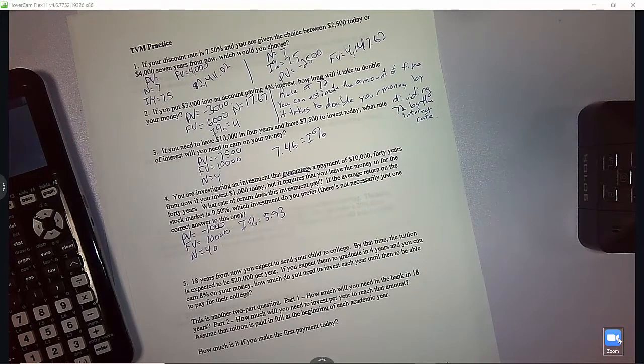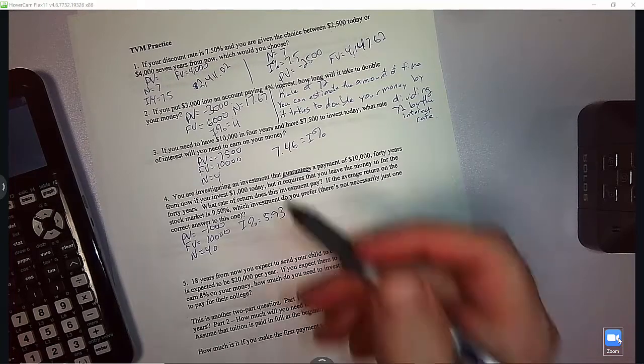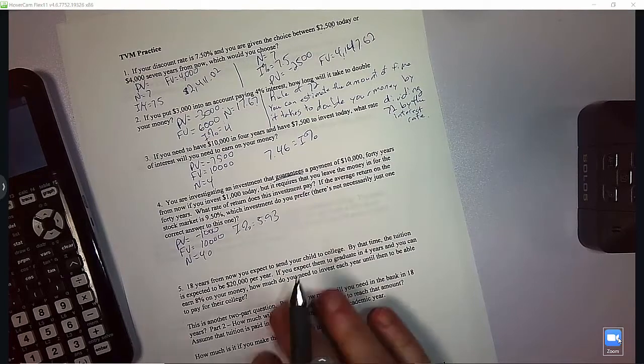Now, you might just look at the rates of return. It says here, what rate of return does this investment pay? It's 5.93%. If the average return on the stock market is 9.5%, which is kind of close to that, which investment do you prefer? So you might just look at the return and say, absolutely, throw that money into the stock market because it has a higher rate of return. But one problem with that is that the average return has been the historic average. We don't know that it's going to keep up with that in the future. It could be a lot less than that. It could be a lot more. So there's more risk involved there because it's not a risk-free investment, it doesn't guarantee a return.